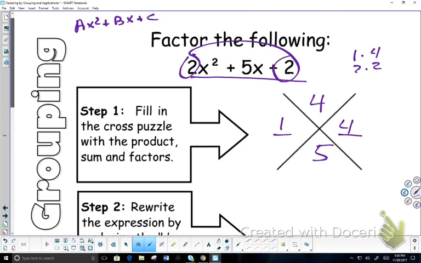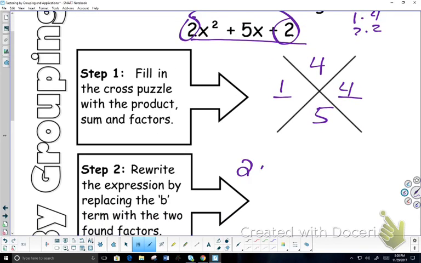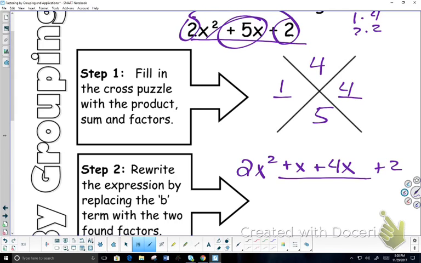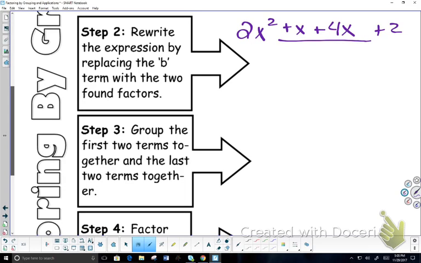So now we're going to take our middle term, the 5x, and we're going to rewrite it. We're going to take 2x squared, and then the end is plus 2. And instead of writing 5x, we're going to replace it with the x and a 4x. So we replaced it with those two values we just found, and we remembered to put the x. Now we want to go ahead and group these.